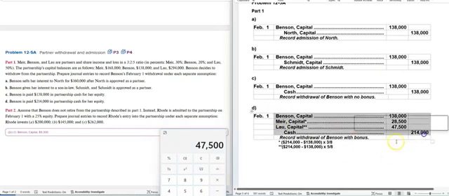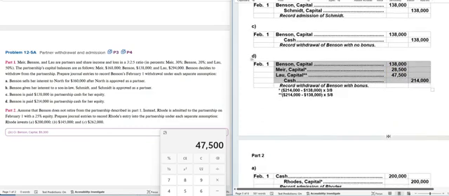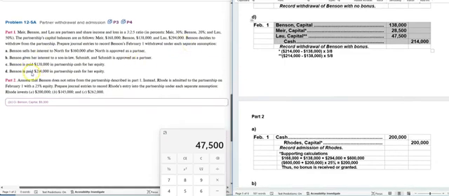Okay, so overall the Benson capital account is now gone because that partner does not exist in the partnership anymore, and the other two partners' capital accounts decreased by their share of the bonus that they gave to the departing partner. Okay. All right, let's look at one more here.